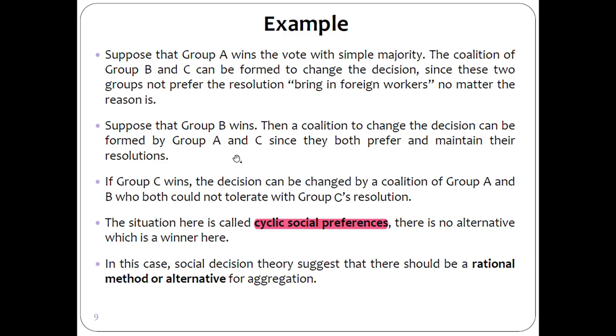Okay, suppose that group B wins, then a coalition to change the decision can be formed by group A and C since they both prefer and maintain their resolution. If group C wins, the decision can be changed by a coalition of group A and B, who both could not tolerate Group C's resolution. The situation here is called cyclic social preference. There is no alternative which is a winner here. In this case, social decision theory suggests that there should be a rational method or alternative for aggregation.